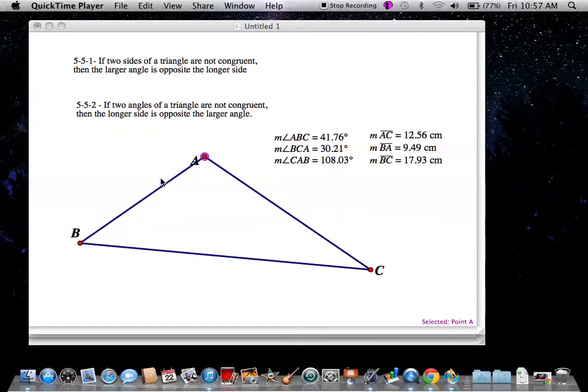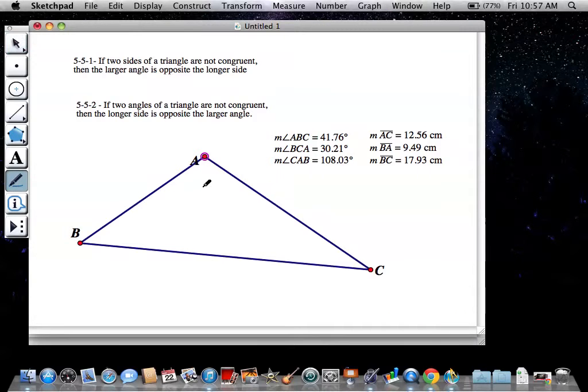So if you look here, angle A is bigger than B and C. Therefore, BC should be the longest side. Angle A is right here. It's 108 degrees, so it's bigger than the other two angles, and therefore its side, BC, is bigger than the other two. If this is the bigger angle, then it's going to be opposite the bigger side.